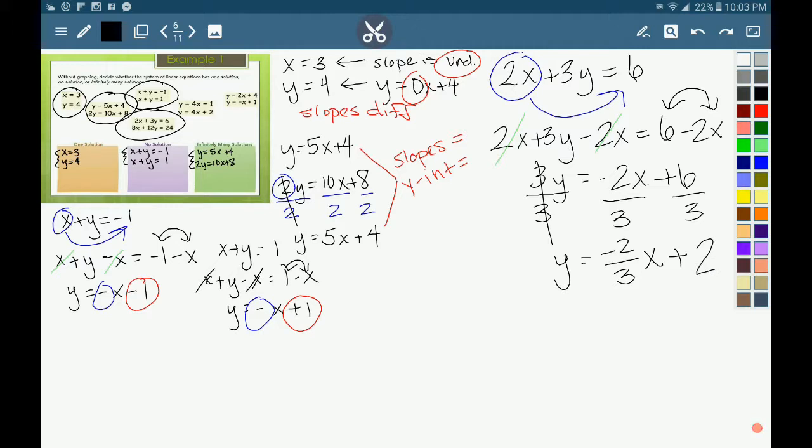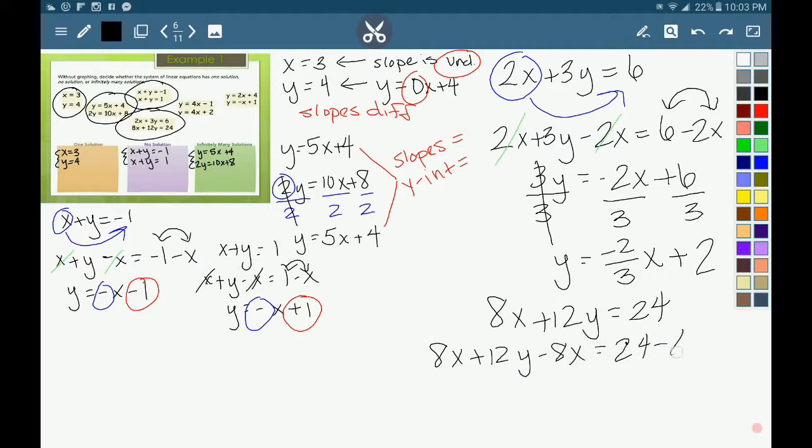Now I need to do the same thing for the other equation. So that was 8x plus 12y equals 24. So I'm going to go through this process again. 8x plus 12y minus 8x is equal to 24 minus 8x. The 8x's on the left cancel. We get 12y is equal to -8x plus 24. And then we divide by 12 for all of the terms.